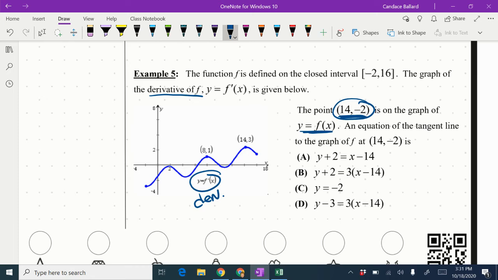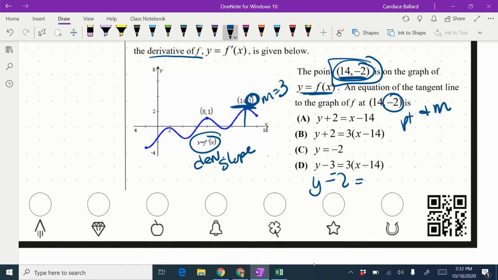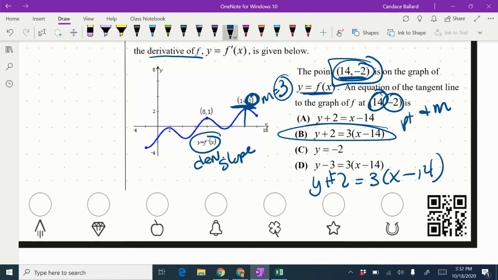There are 2 things that we need for an equation of a tangent line. We need a point and we need a slope. So my point is this. My slope, I'm going to read off the graph of the slope. The graph of the slope says that my y value there is 3. So my slope equals 3. All right, so y minus my y value, which is negative 2, equals the slope 3 times x minus the x value, which is 14. And we should hopefully find one that looks just like that.